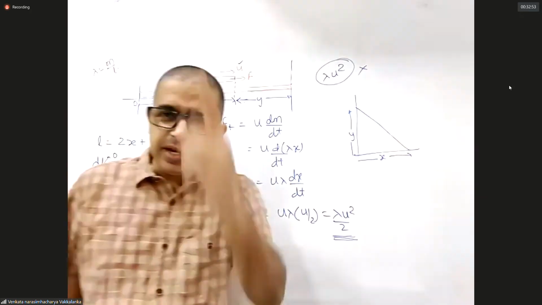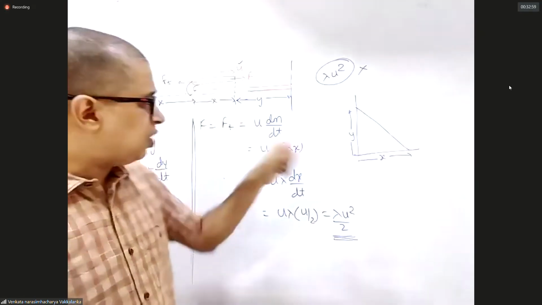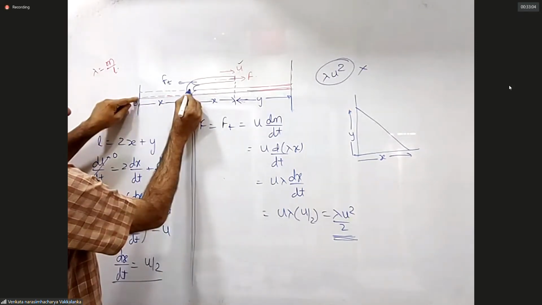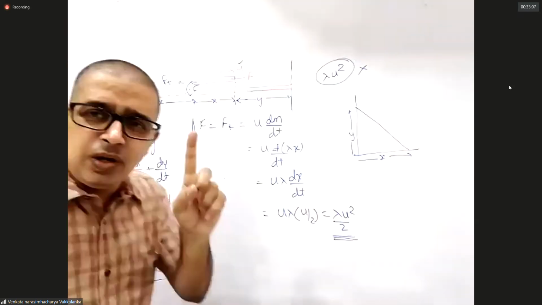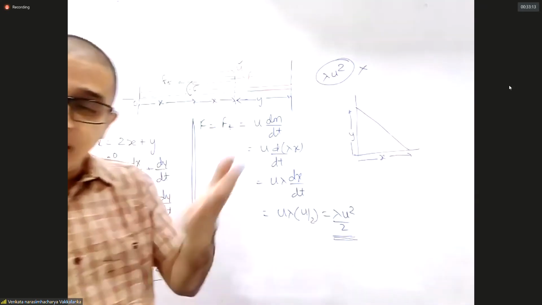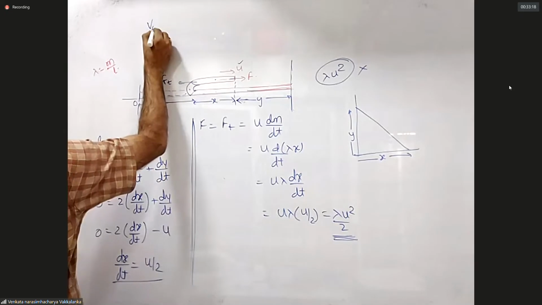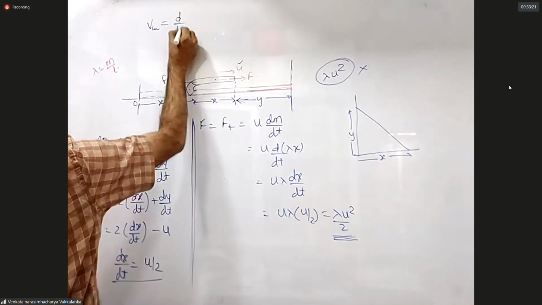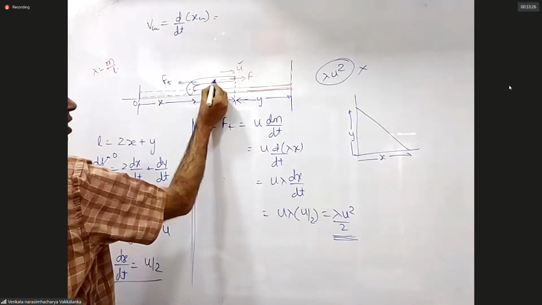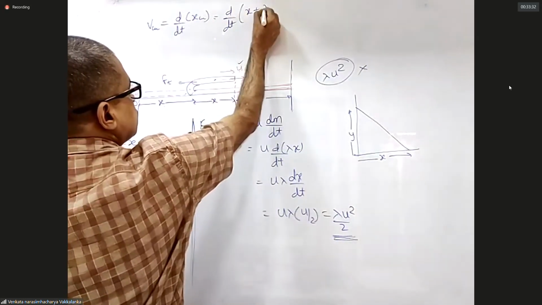Same problem, if I make it vertical, you will be able to visualize it very easily. dx by dt is the velocity of this point, this is the origin. Horizontal visualization becomes difficult. I'll show you both, but first of all, I'll have to calculate velocity of center of mass. Velocity of center of mass is d by dt of xcm. This is the origin. What is the center of mass of this? x plus x by 2. d by dt of x plus x by 2.